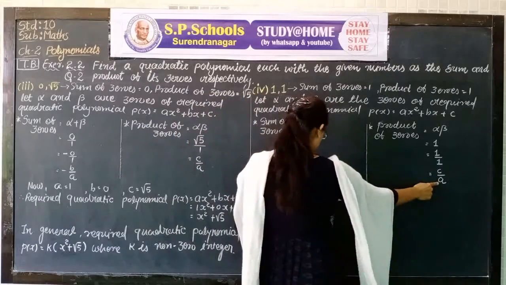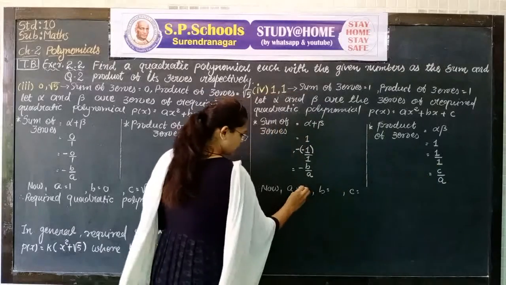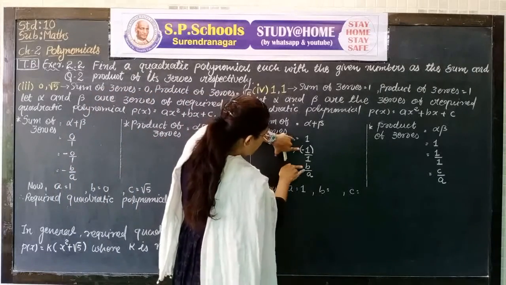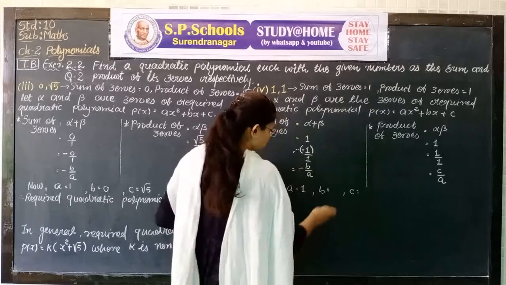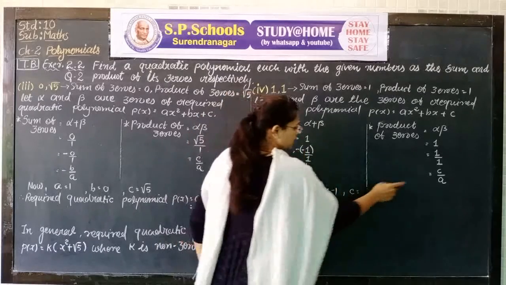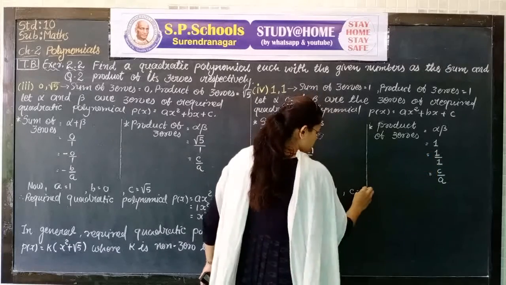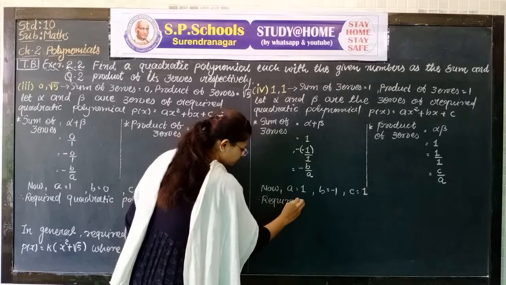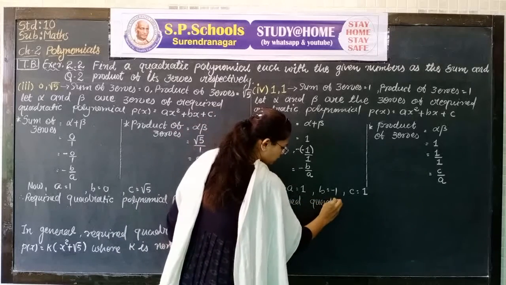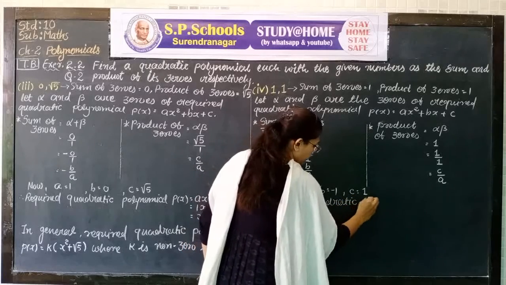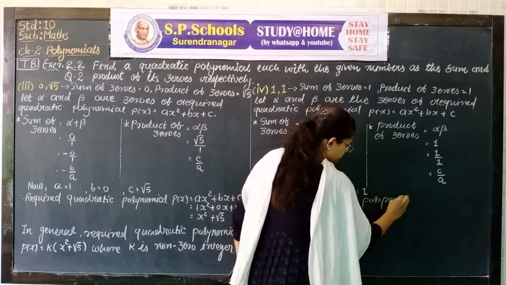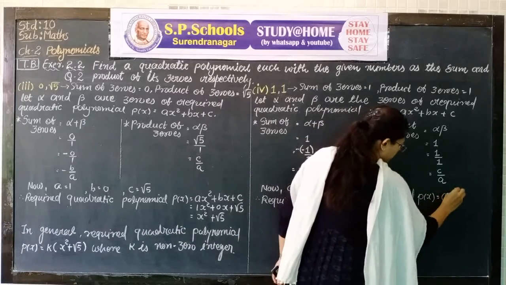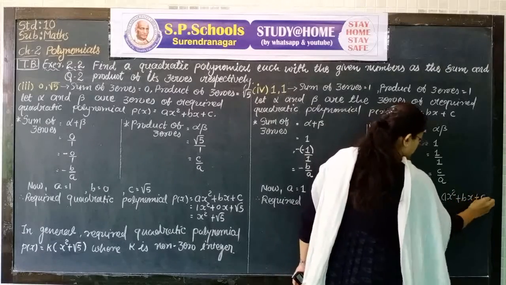Both numbers are equal, so a is equal to 1. Then b has a minus, so b represents this bracket minus 1, and c is in the numerator, so c is equal to 1. Therefore, the required quadratic polynomial P of x is equal to ax square plus bx plus c.